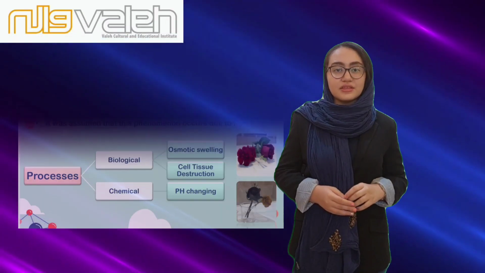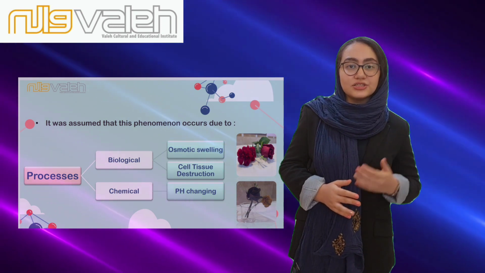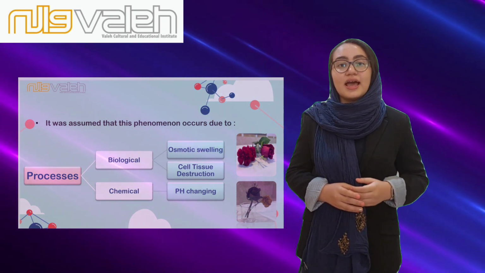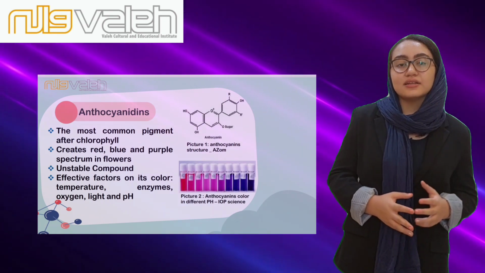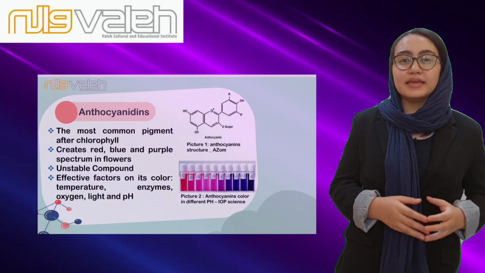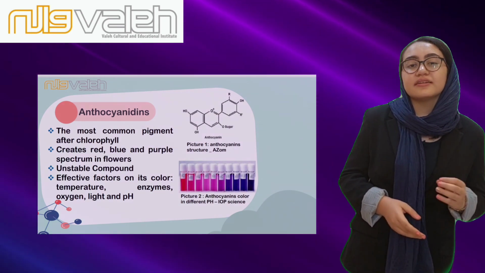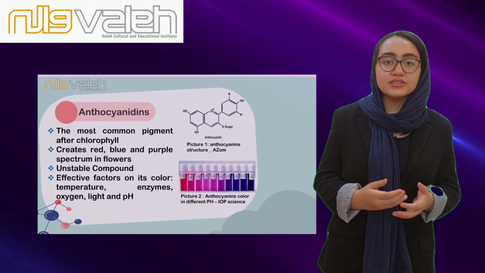It was assumed that this phenomenon occurs due to the pH change as a chemical change, and also osmotic swelling and cell tissue destruction as a biological change. At first, for our theories, we have anthocyanin. Anthocyanin is the most common pigment after chlorophyll, and it makes the red, purple, and blue spectrum in flowers. It's an unstable compound, and its color changes due to some factors such as pH and enzymes.